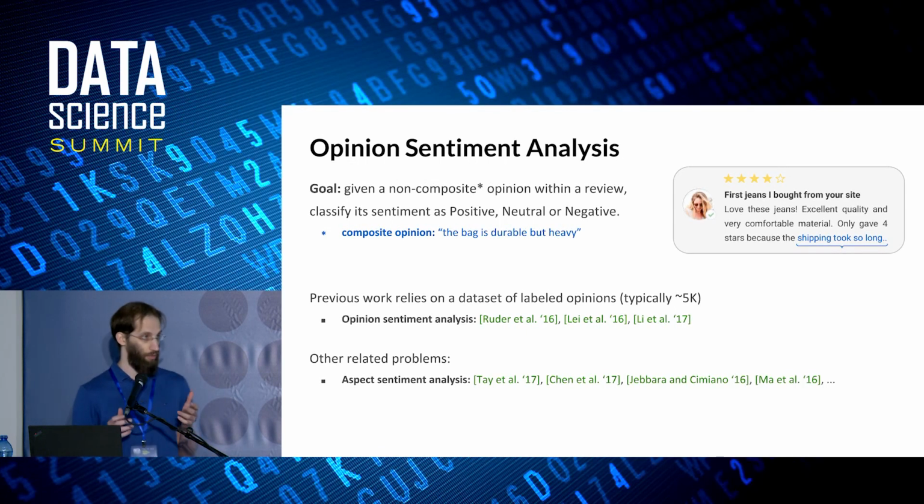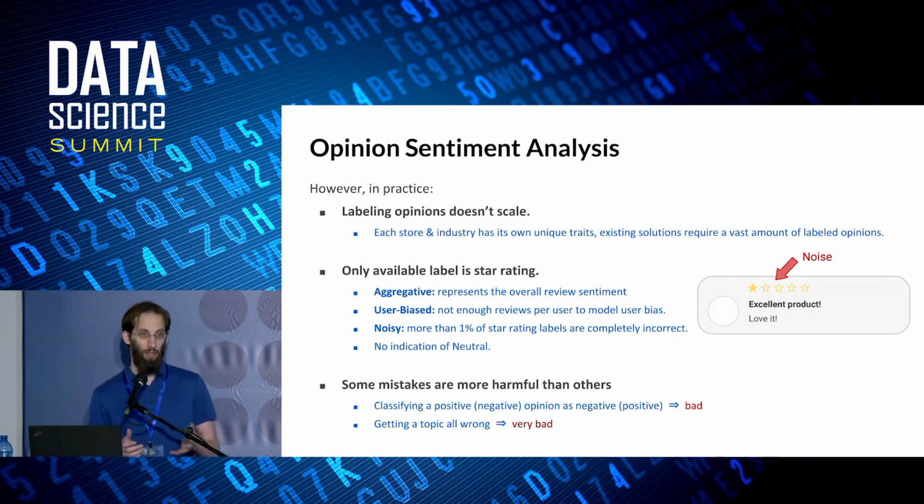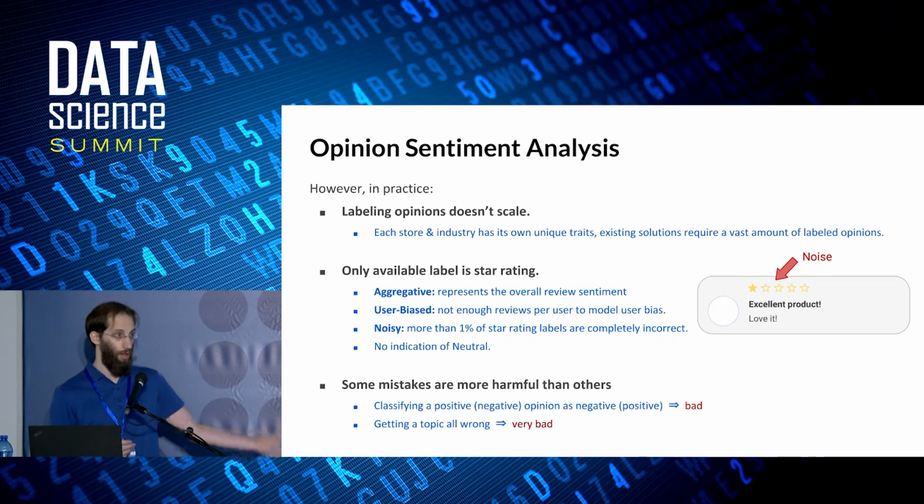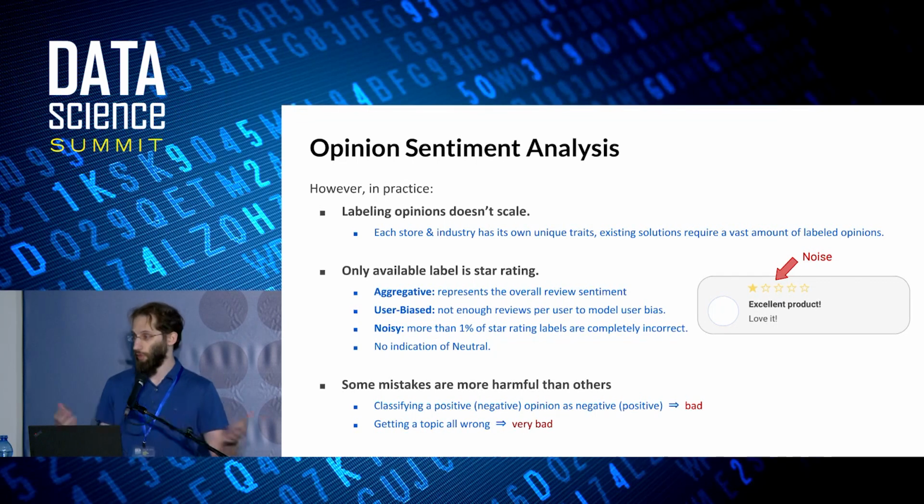What's common to all of these problems, and this is the pain point for us at least, is that all of them assume a labeled data set of either opinions or aspects. The problem is that in practice, this doesn't scale. So when you're trying to solve this problem for 70,000 businesses that are spread over multiple industries, it's impossible to create a labeled data set every time a new business arrives. So what we try to do is learn the sentiment of opinions based on the only label which is available to us, which is a star rating.